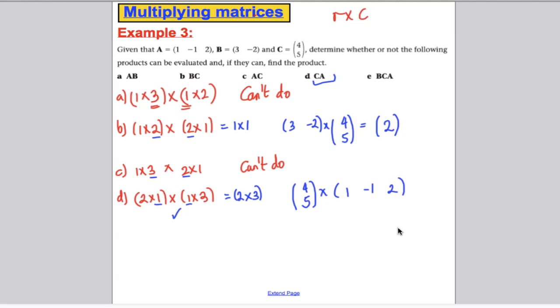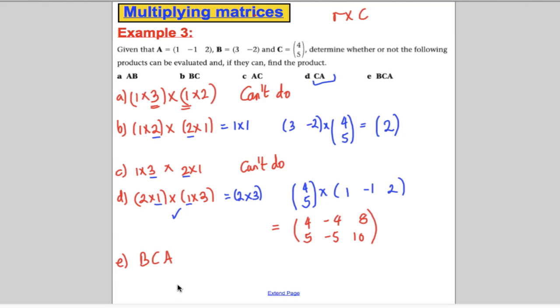Okay, the row times the column. So 4 times 1 is 4. That goes up here. The row times the column. 4 times negative 1 is negative 4. The row times the column. 4 times 2 is 8. Then we move to this one. 5 times 1 is 5. 5 times negative 1 is negative 5. And 5 times 2 is 10. And we're done. And we do have a 2 by 3 matrix, is what we thought we were going to have. And so we're done. And lastly, BCA.